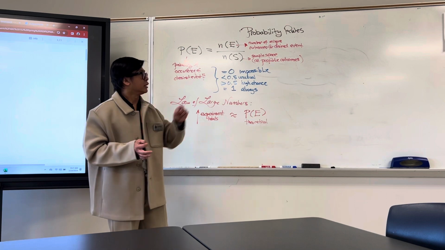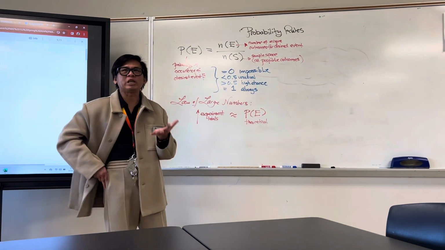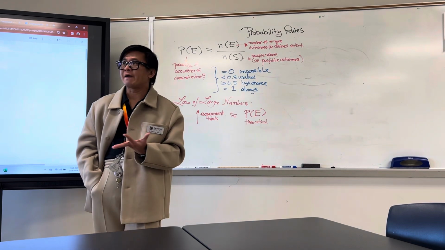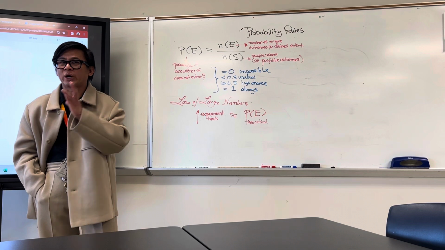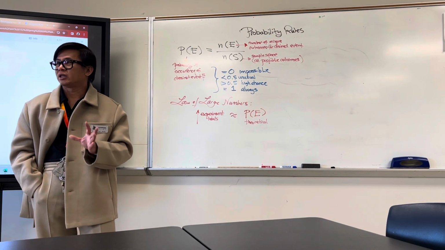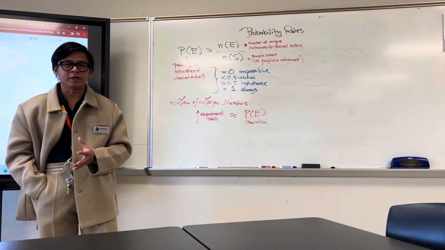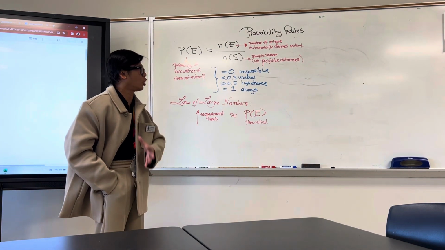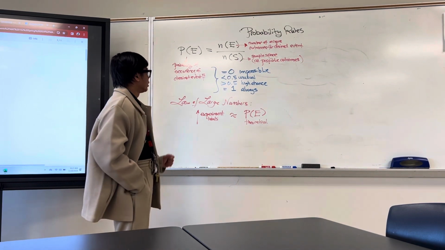N of S, that's basically our sample space. In short, how many possible outcomes are there for the experiment itself, right? Whether that be the desired event, the event of failure, or the event of success, summing it all up, then that'll be our sample space, all the possible outcomes.